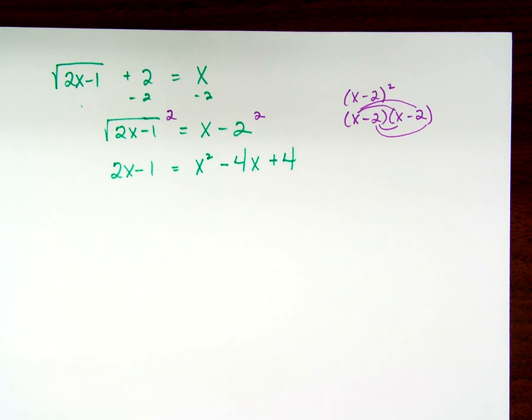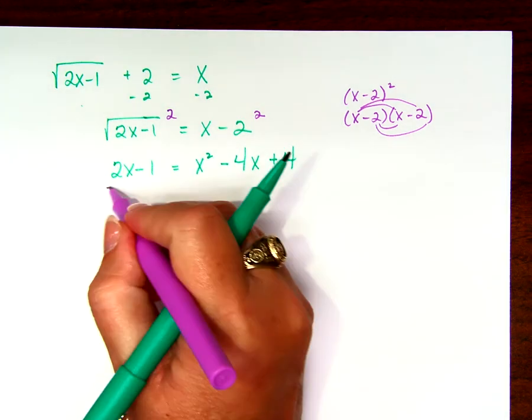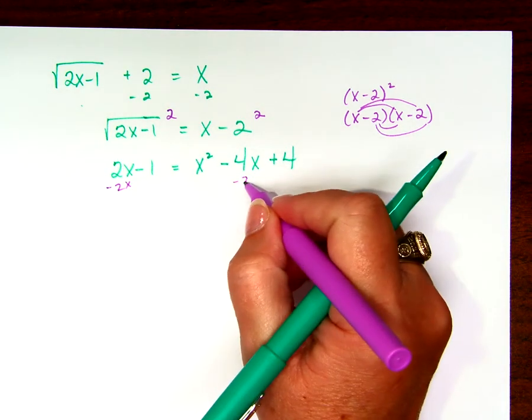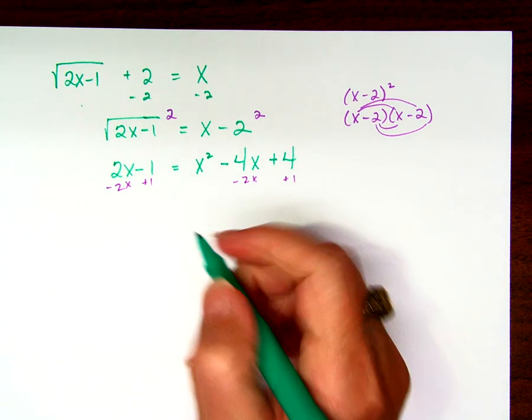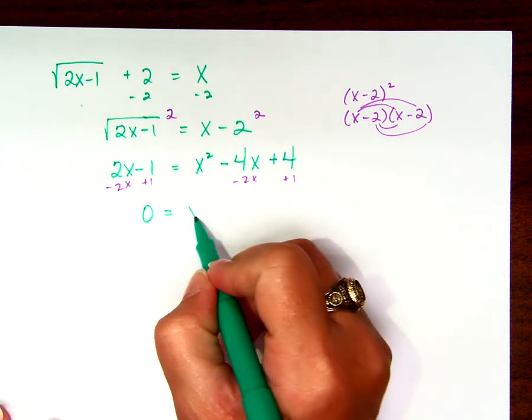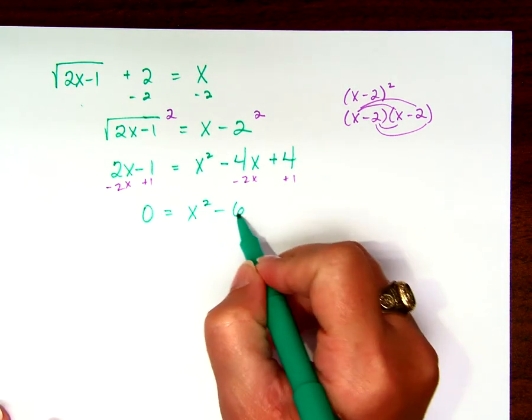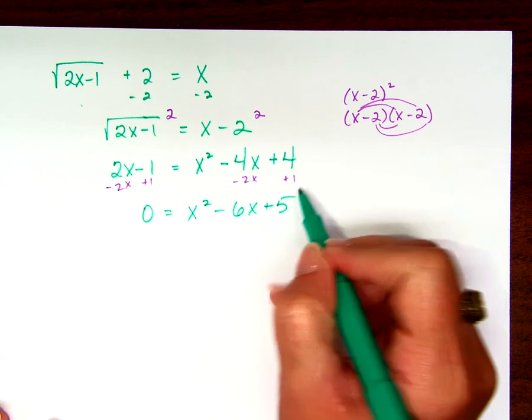Now I just have a polynomial, more specifically in this case, just a quadratic, right? And I just have to solve it. In order to solve it, I want to get it equal to 0. So I'm going to subtract 2x from both sides, and I want to add 1 to both sides. When I do that, I get 0 equals x squared minus 6x plus 5.